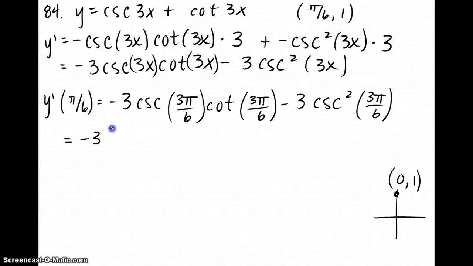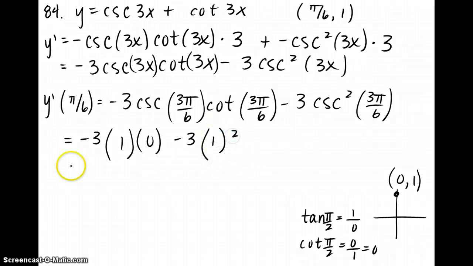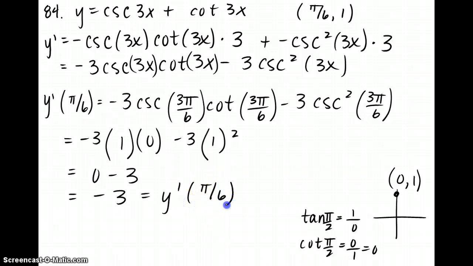-3. Cosecant's the reciprocal of the sine function. The reciprocal of 1 is just 1. Cotangent is the reciprocal of the tangent function. Up here, okay, so tan of pi over 2, sine over cosine. The tangent's undefined. But when we take the reciprocal of that, the cotangent is equal to 0. So cotangent of pi over 2 is 0. -3. Cosecant of pi over 2 is 1. And then we'll square that value. So 0 minus 3. -3 is the value of the derivative at pi over 6.